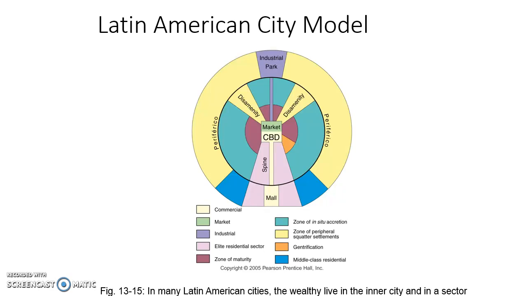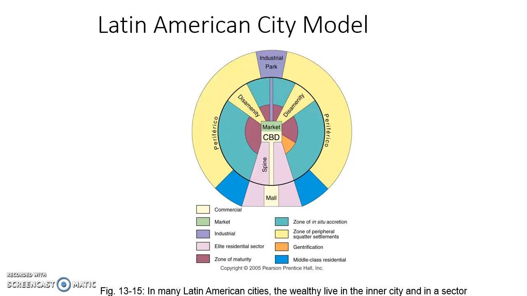Right next to that spine, that mall, the wide boulevard, you have their wealthiest housing. Then in the blue, you'll see that that's the middle class housing. And then surrounding in the yellow, these are our squatter settlements, our slums. The slums tend to be on the outskirts, just like in this model. They tend to be near some of your more industrial areas and such.